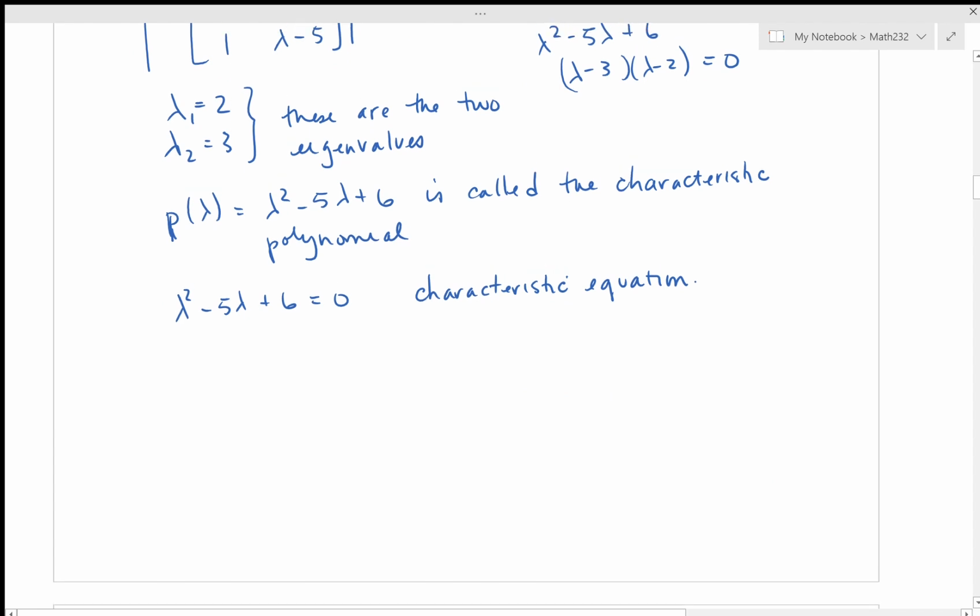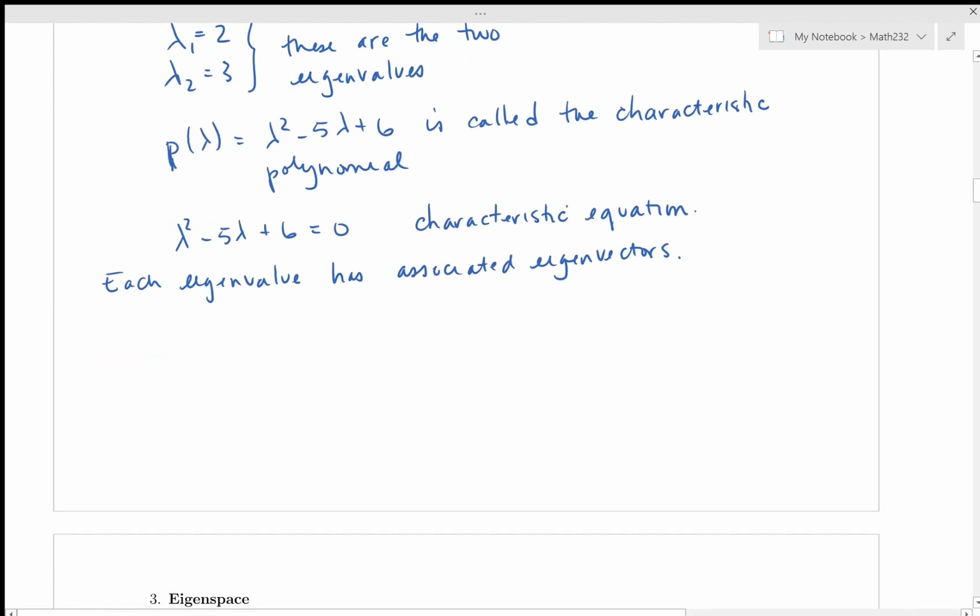Okay, next point. Each eigenvalue has an eigenvector or eigenvectors. Okay, so let's make a note of that. Each eigenvalue has associated eigenvectors. Okay, so how do we go about finding those? What we do is we do it twice.